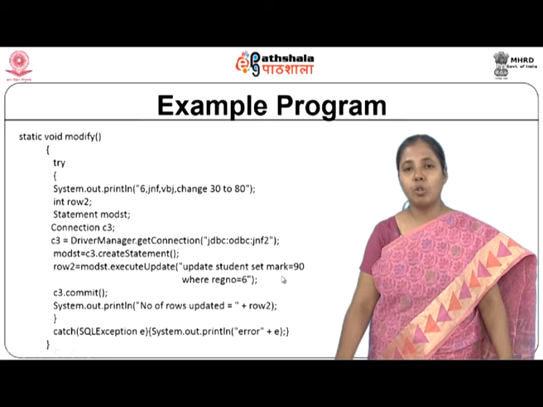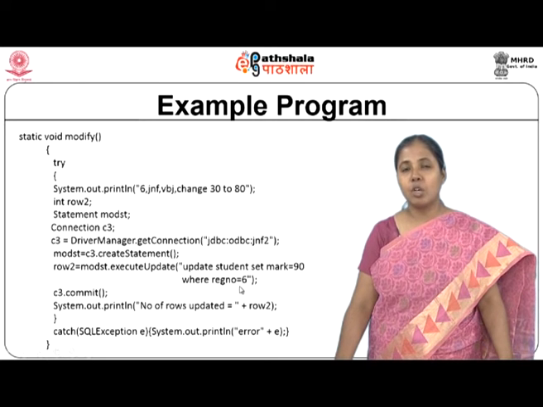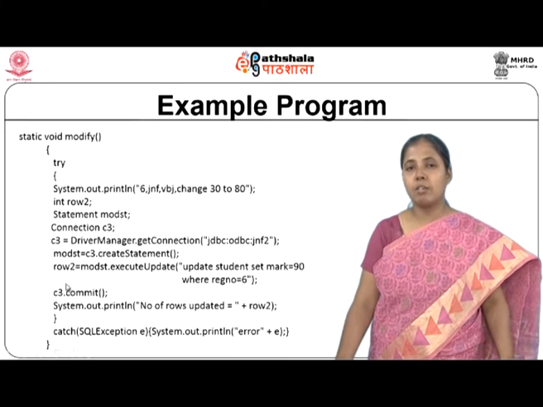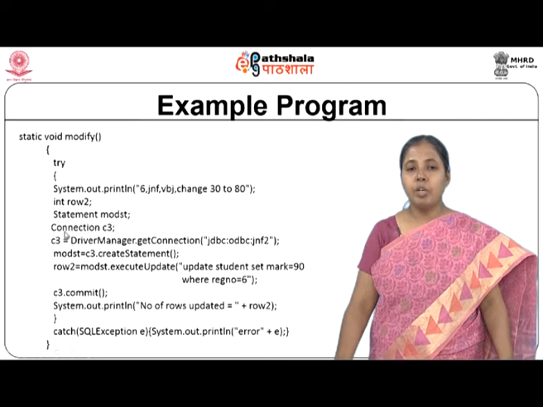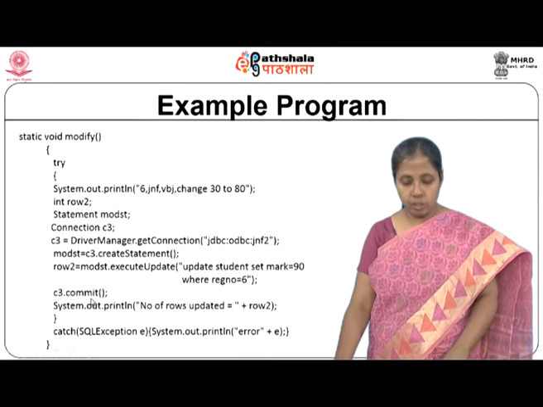We are setting the mark to be 90 whose register number is 6. This is the SQL statement we executed. This row 2 is a variable that gets the number of rows updated. Then you commit this operation so that it gets committed in the database.